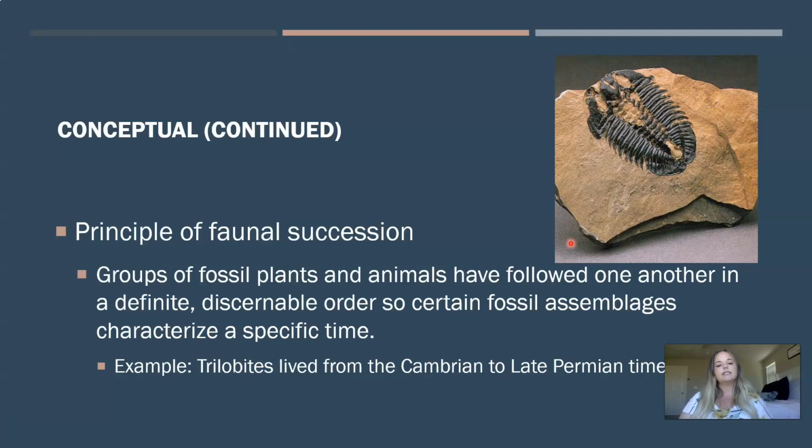Okay, so another one is the principle of faunal succession. This says that a group of fossil plants and animals have followed one another in a definite, discernible order. So certain fossil assemblages characterize a specific time. We talked about index fossils. Trilobites here are a good index fossil. They lived over a very short period of time, but they were found globally. So if you're looking at a rock that has a trilobite in it, then you can already surmise about what age it is. So for instance, this trilobite in this rock indicates that this rock is somewhere between Cambrian and late Permian in age.